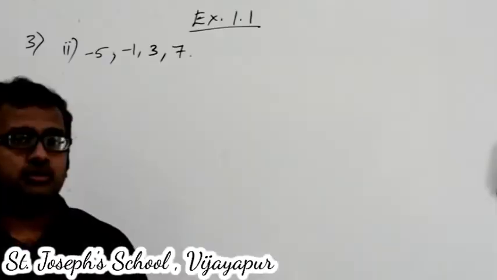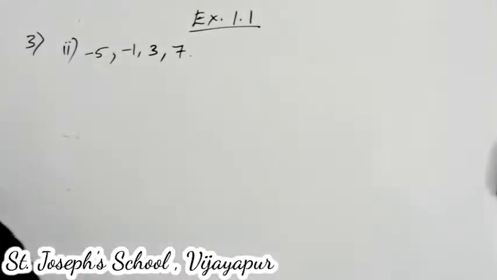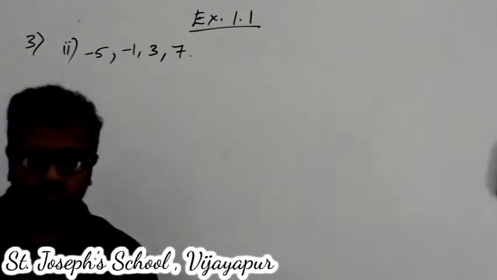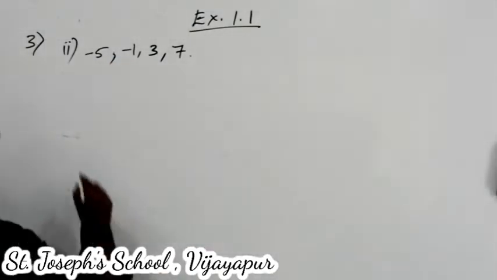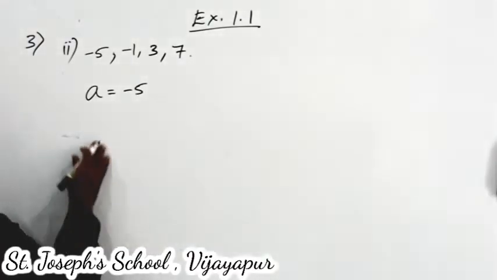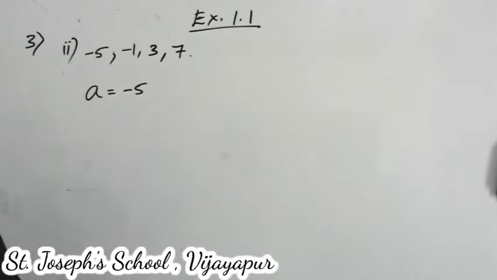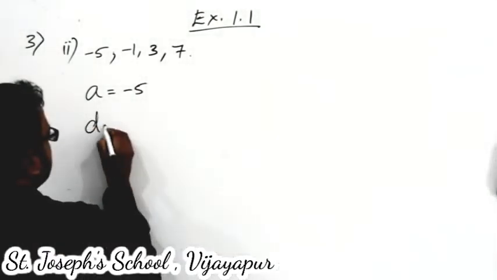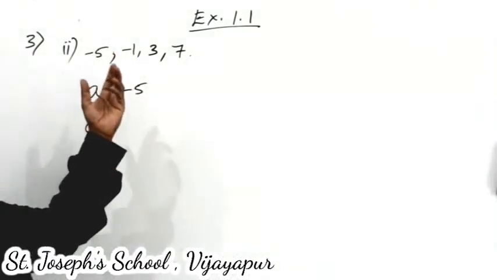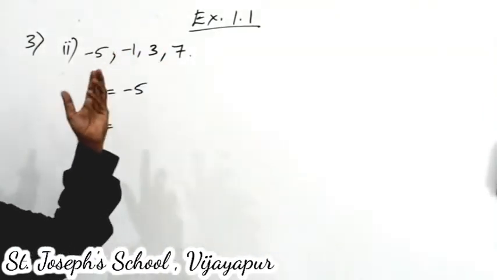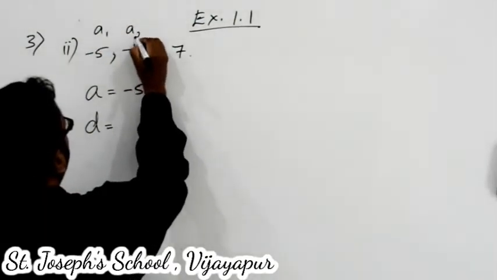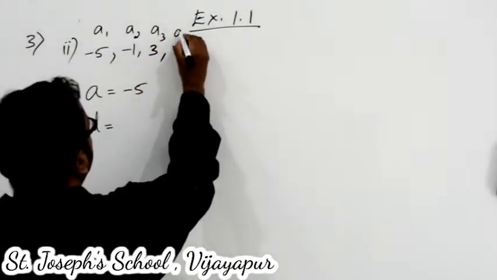Sub question 2, main question 3: minus 5, minus 1, 3, 7. The first part is very easy. They have asked A, which is nothing but minus 5. Then they have asked D, the common difference. As I told you, you can find the difference A2 minus A1 or A3 minus A2 or A4 minus A3. I forgot to note it here. This is A1, A2, A3 and A4.